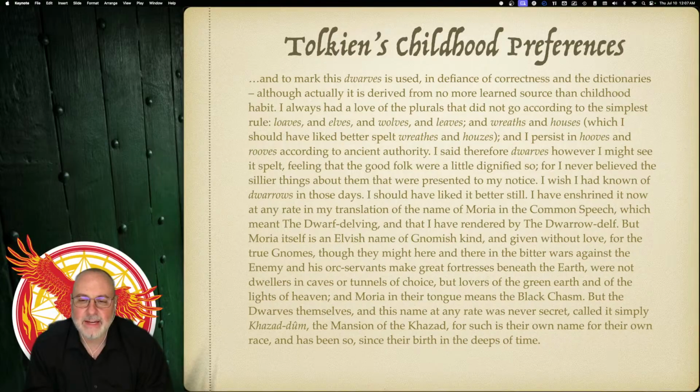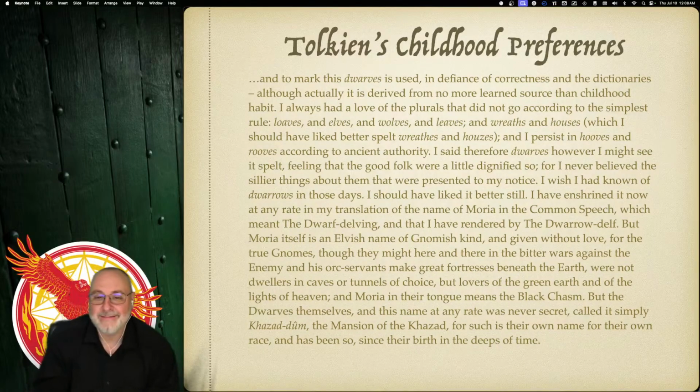I love the idea that he thinks that the special plural, not just tagging an S on the end, but the special plural dignifies the good people, the dwarves, a little bit. And I like even more that he wanted to do that. The good people, right? Again, he's still the good folk. He's trying to recover their reputation here.